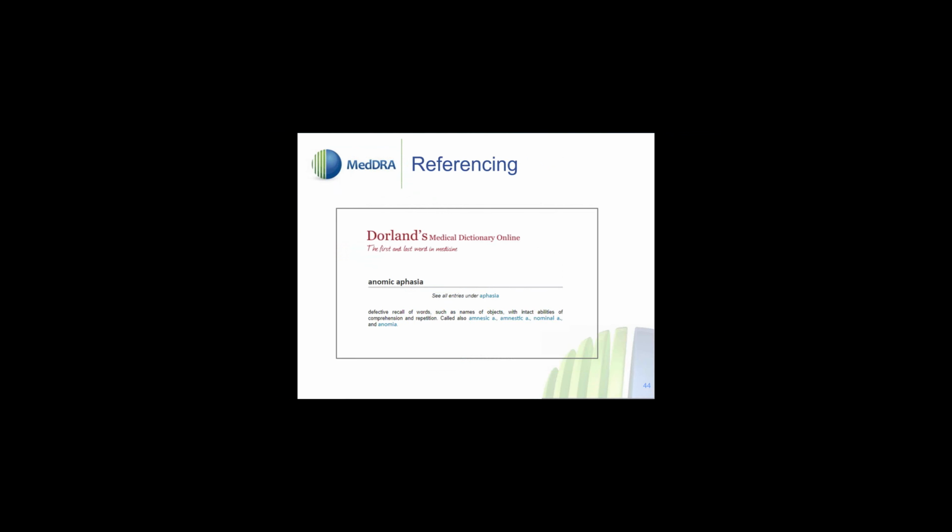And when checking the different aphasia terms in Dorland's, we can see that anomic aphasia reflects what has been reported in our verbatim. The difficulty remembering words, anomic aphasia, defective recall of words such as names of objects with intact abilities of comprehension and repetition. So it can also be called amnesic or amnestic aphasia, nominal aphasia, or anomia, and stands for a defective recall of words. And we saw all of these LLTs under PT aphasia. So these would be the closest matches.